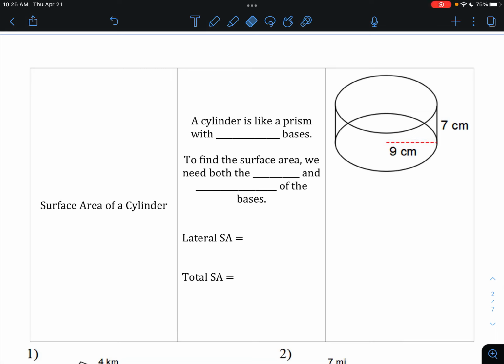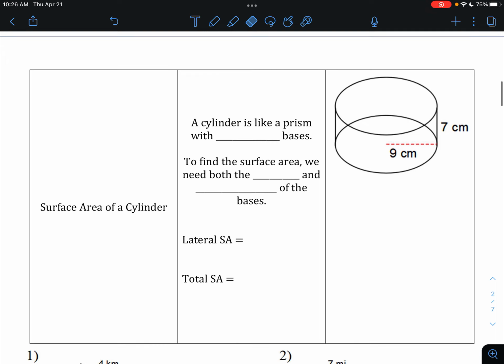Now, in our last video, we looked at how to find the surface area of a prism. In this video, we're going to be looking at how to find the surface area of a cylinder. Now, a cylinder is very, very similar to a prism. It has a lot of the same properties, and it's essentially a prism with circular bases. It's not technically a prism, but it has a lot of the same properties. So it's like a prism with circular bases.